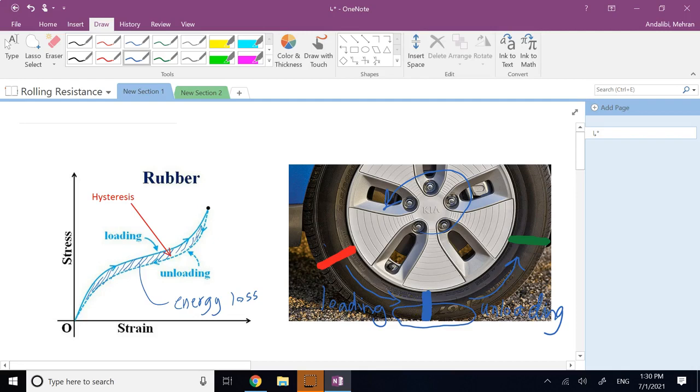You're going to hear sound, correct? And depending on the condition of the tire and condition of the road, you clearly always hear the sound under the tires, and some heat. So that is corresponding to this area within this hysteresis loop. And that is one way you can basically explain the loss in energy.